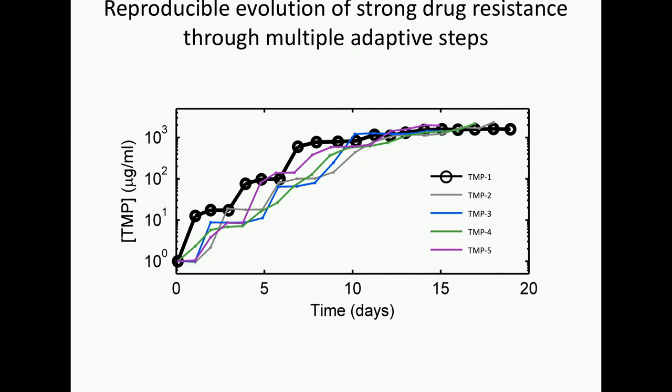large increase of 1,000-fold, and you can see that every time we repeat the experiment, we get fairly similar adaptive paths. We never get a path that is kind of stuck in the middle. They all reach about the same high level of antibiotic concentration. At that point, we are almost at the solubility limit of the drug, so we really just cannot add more drug.